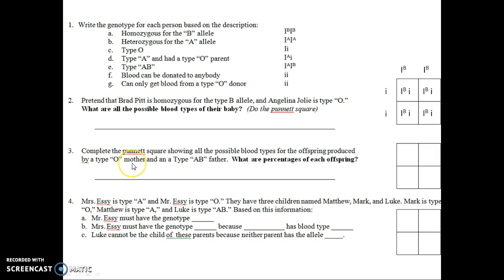Well, if you have a type O mother, that means her genotype is going to be little i, little i. If you have a type AB father, this is codominance, so you'll have big I A, big I B. If we cross these two, offspring here will be capital I A, little i, and these two offspring here will be capital I B, little i. So percentages: 50% of the offspring will have type A blood, 50% of the offspring will have type B blood.